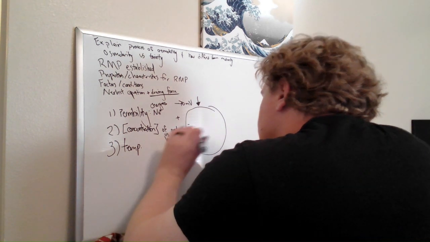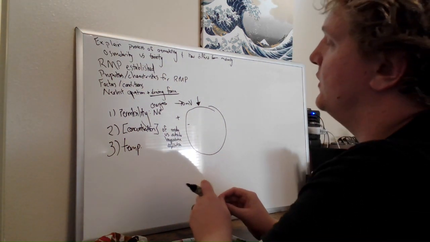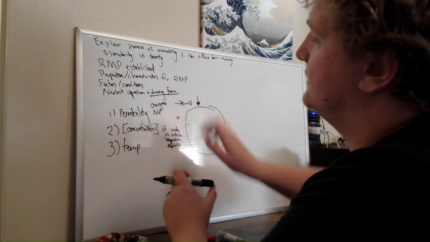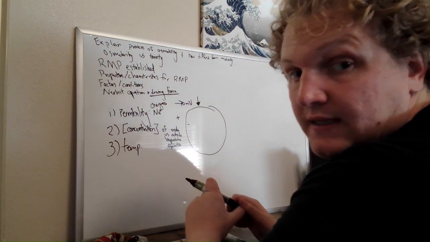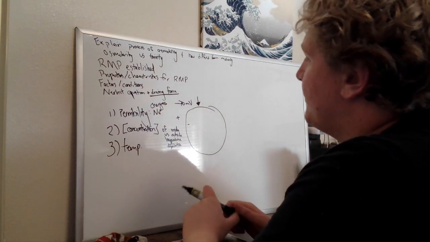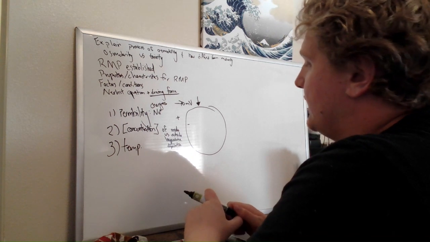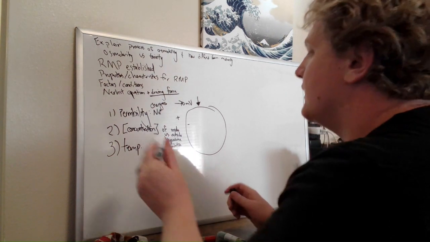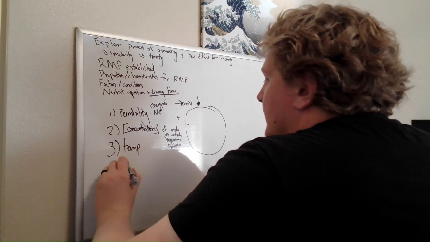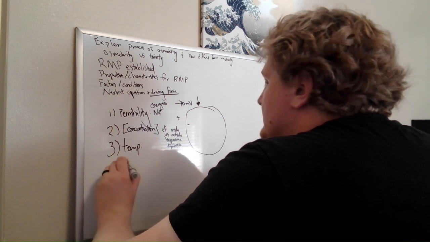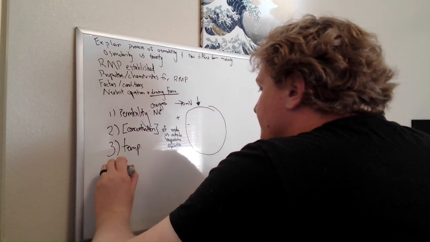The difference between these two: if we were depolarizing, we would make this negative 70 millivolts less negative, like negative 60. But if we're hyperpolarizing, we'd make it more negative, like negative 80. Another thing that can affect resting membrane potential is temperature.